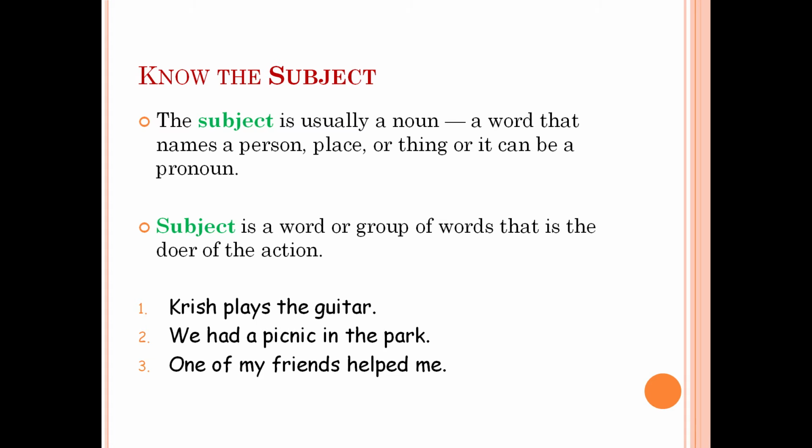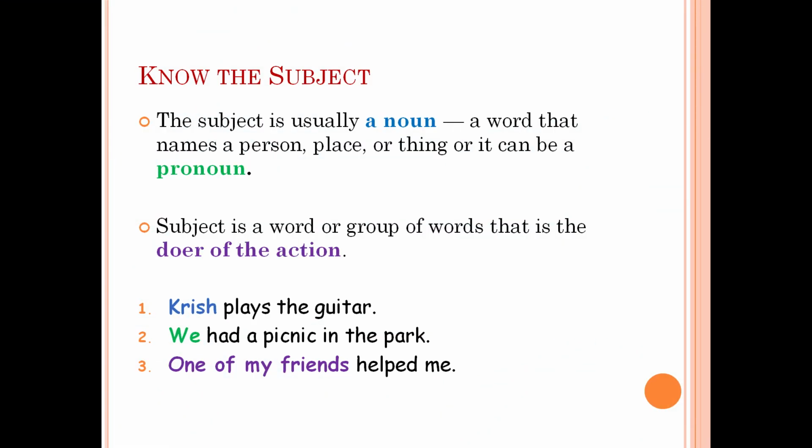Well, the sentence number 3 is one of my friends helped me. Take your time and identify the subject in these sentences. You want to check the answers? Okay. In the first sentence, Krish is the subject and it's a noun. And in the second sentence, we is the subject, that's a pronoun. And the third one, we have the subject phrase, one of my friends.